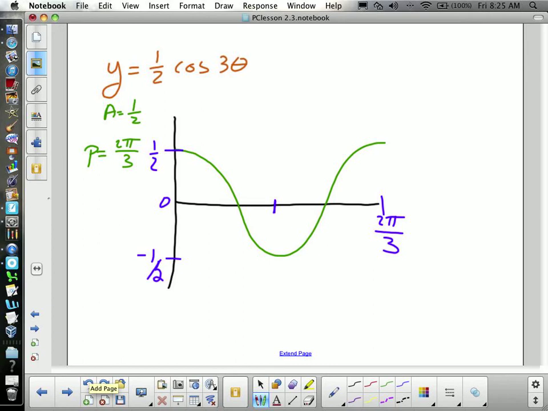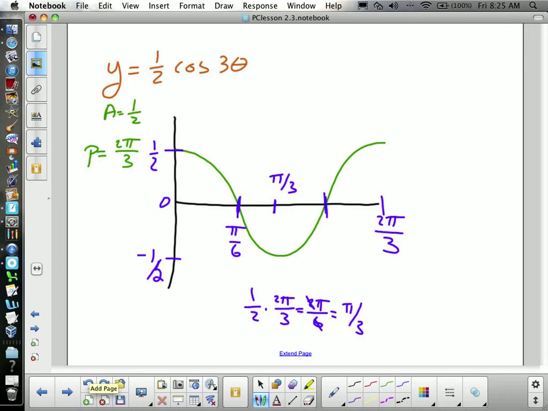And here's where it gets tricky for people. Half of 2 pi over 3. Oh my gosh, what are we going to do? 1/2 times 2 pi over 3 is 2 pi over 6, which is pi over 3. Okay. That's half of the period. This is half of the half. What's half of pi over 3? Pi over 6.